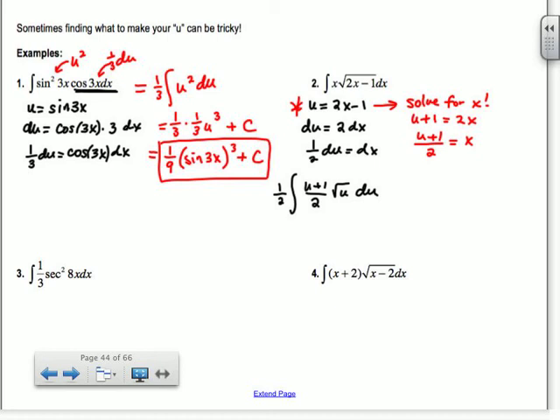All right, so sometimes it's not so clear cut what u should be. I think on number 2, you could have had 1 minus 4x or 1 minus 4x squared. Maybe you guys got confused on those ones. But there are some that are even more confusing because they don't have parentheses or square roots. It's very hard to see what the inside part is. Okay, so that's like number 1. So number 1, we have sine squared 3x, cosine of 3x, dx.